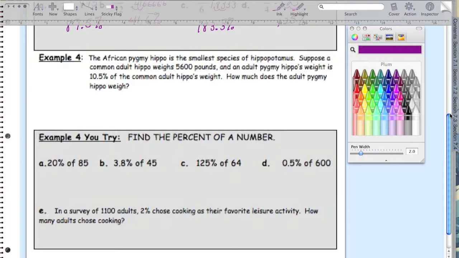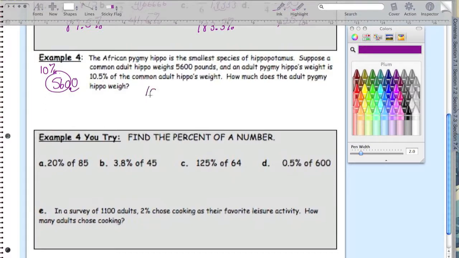Example 4 has a word problem saying that the African pygmy hippo is a smaller species of hippopotamus. Suppose a common adult hippo weighs 5,600 pounds and an adult pygmy hippo's weight is 10.5% of the common adult hippo's weight. So it's going to be a lot smaller, about 10% of whatever the adult weighs. How much does the adult pygmy hippo weigh? Well, 10% of 5,600, move the decimal point 1 place because there's 1 0. If we were finding just 10%, 1 place, 1 0, we would say it's about 560 pounds.